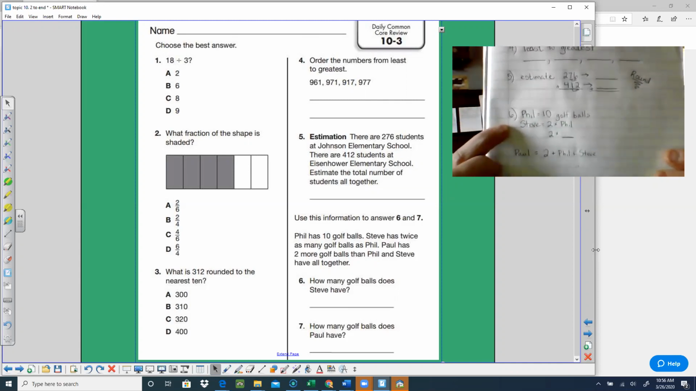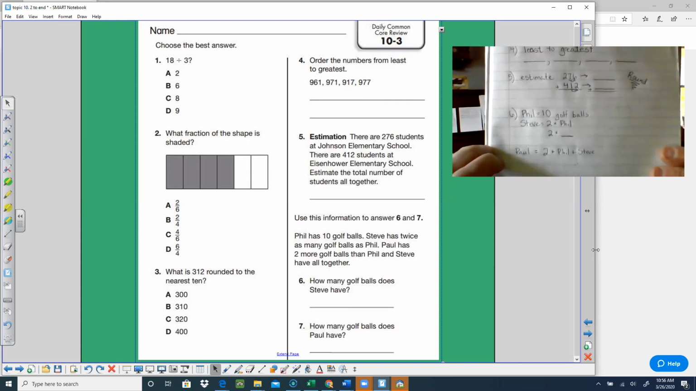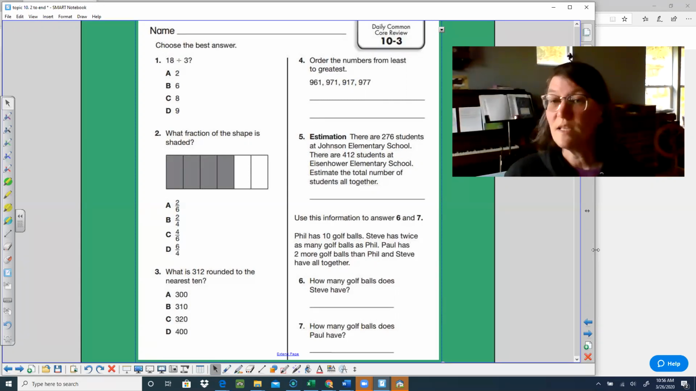For number 6, it's a multi-step problem, and I highly suggest you pay attention when I do it on the screen because it's a pretty complex problem. Okay, ladies and gentlemen, let's get started. So on number 1, please write down 18 divided by 3. And if you need to, draw 3 circles and then divvy your objects up into those 3 groups. That might be a strategy that you can choose to use.